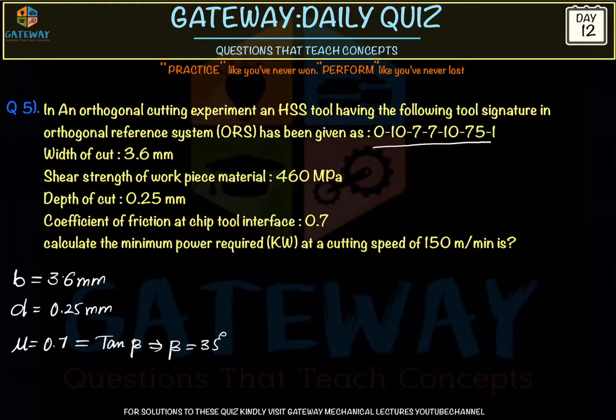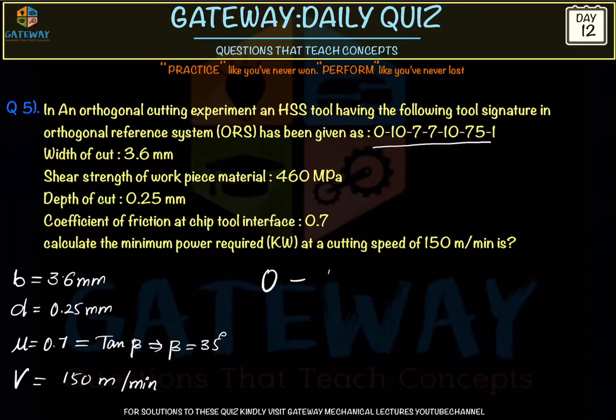And also calculate the minimum power required at a cutting speed of 150 meter per minute. We need to calculate the minimum power required here. So first of all, what can we get from the designation? For our question we need the rake angle. Since it is an orthogonal ORS system given, we need to get the orthogonal rake angle.